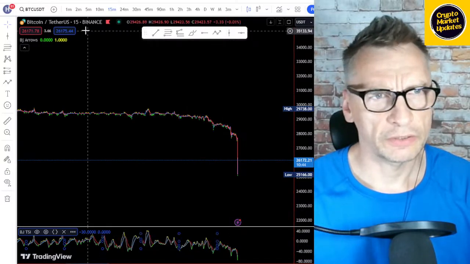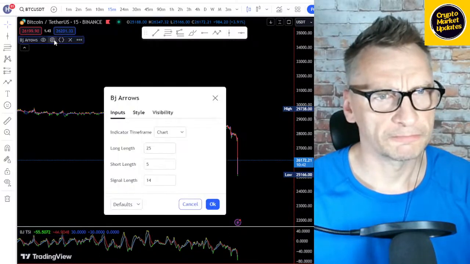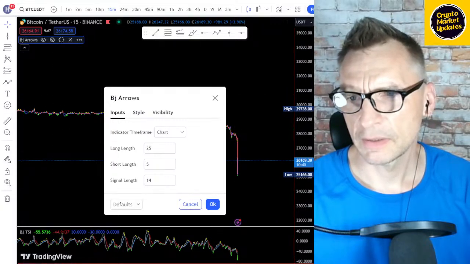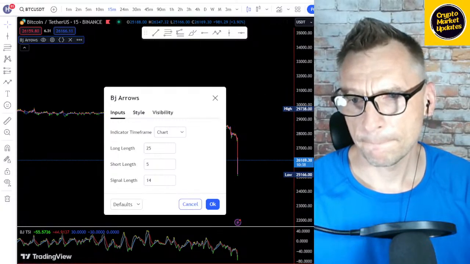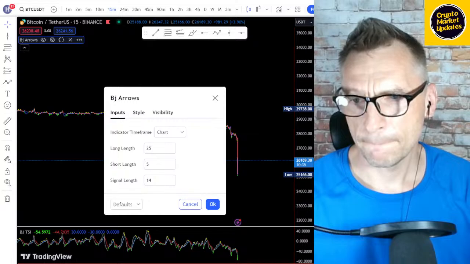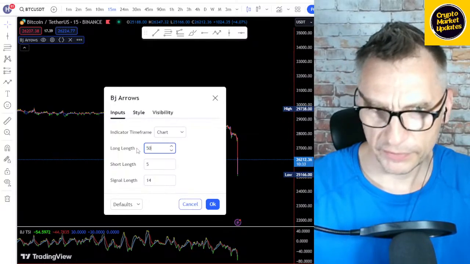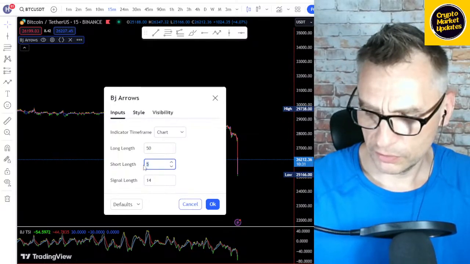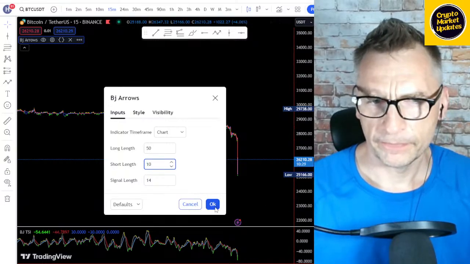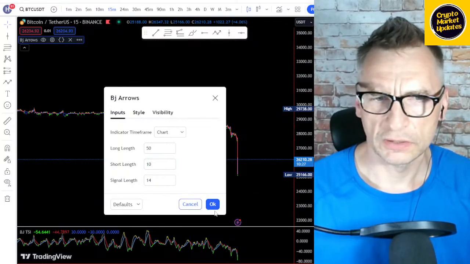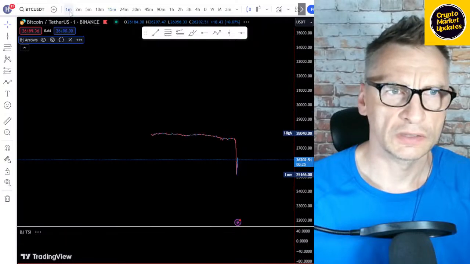Oh no, that's not the arrow. We need the arrows one. And make sure you change the long length to 50 and short length to 10. Alright, so this would change to 50 and this one to 10. That's it. Select time frame 1 minute, and you can also trade in any time frame.